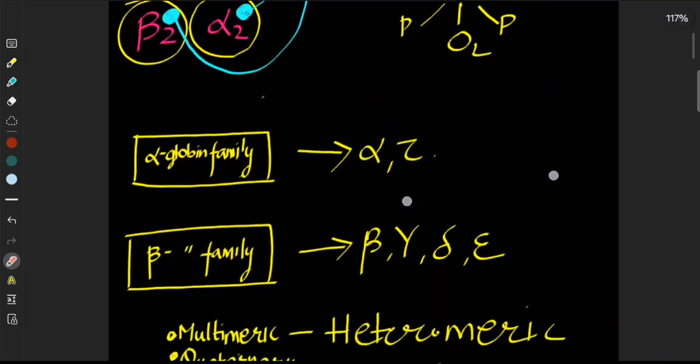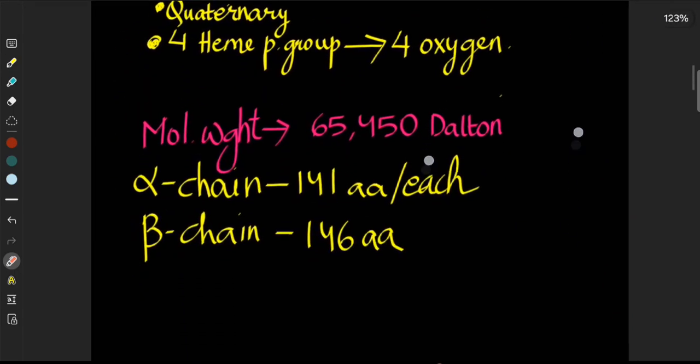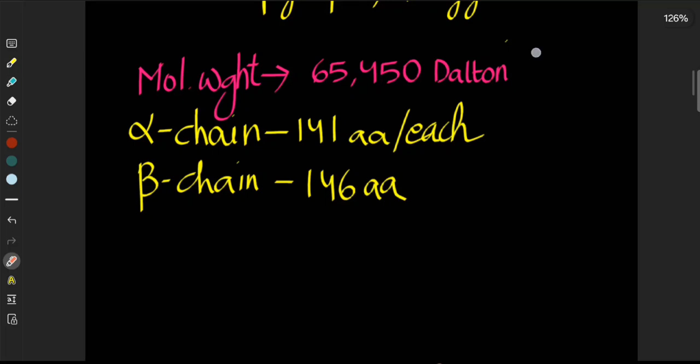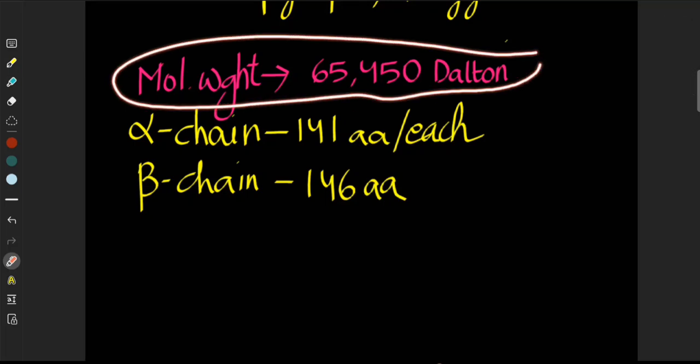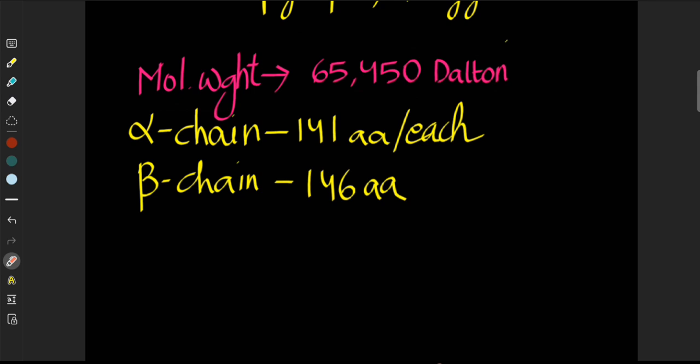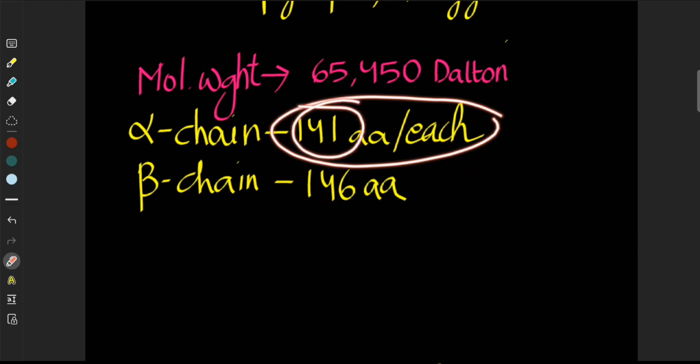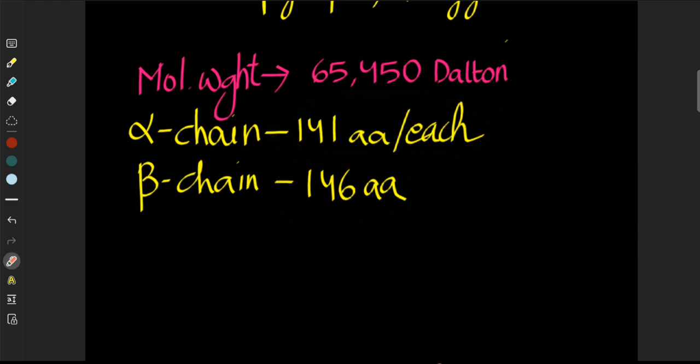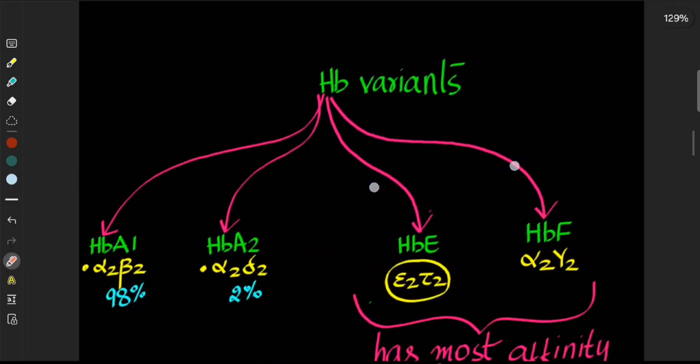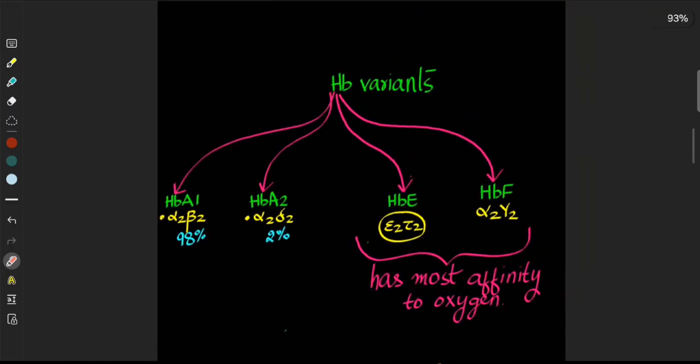Now let us try to see other things. What is the molecular weight of the hemoglobin? It is 65,450 Dalton, right? And the alpha chain is made up of 141 amino acids. That is each chain. If I add it up, 141 into 2 and 146 into 2, then approximately 574 amino acids will be present in one hemoglobin.